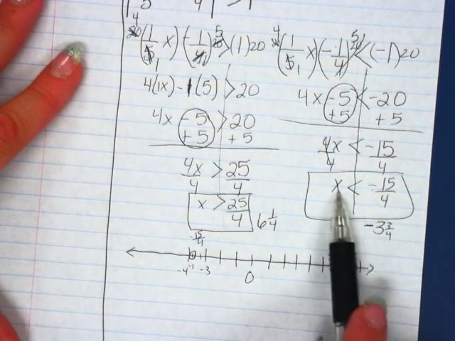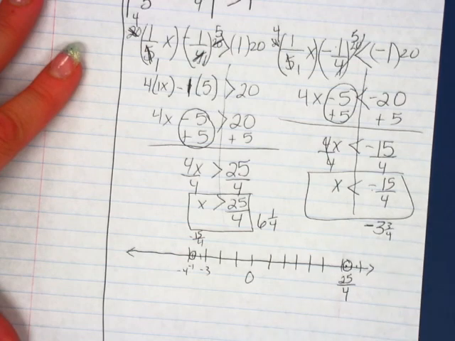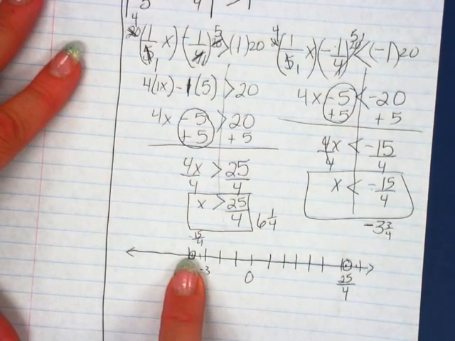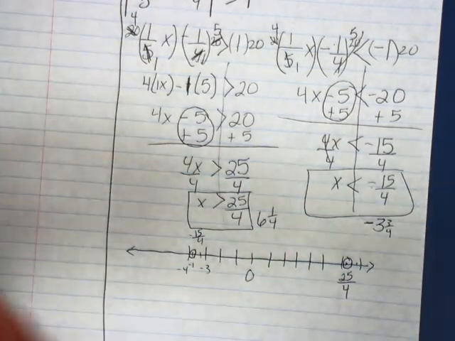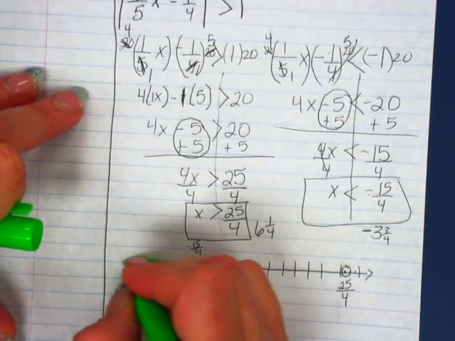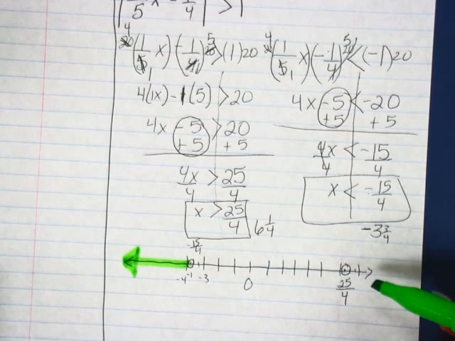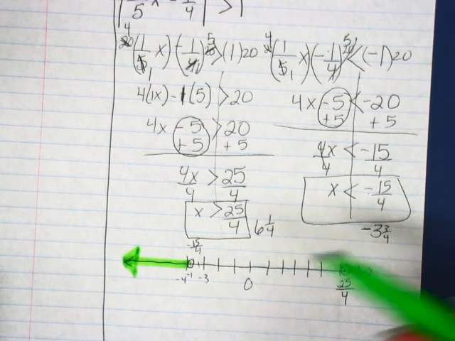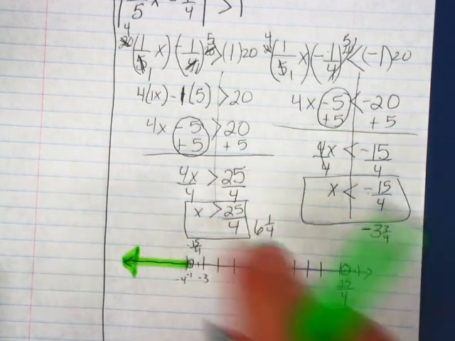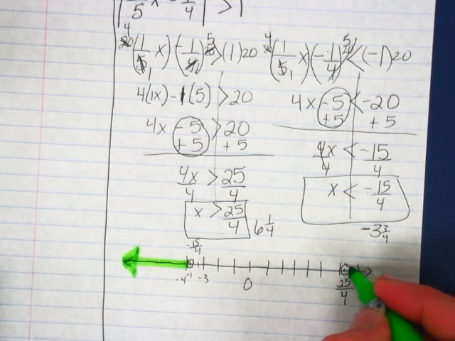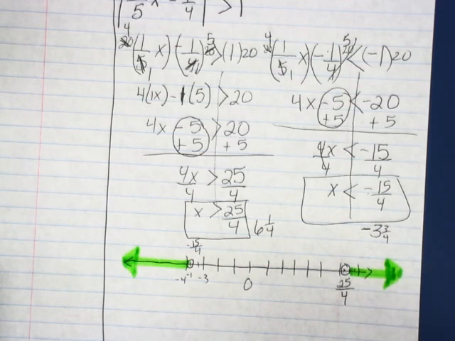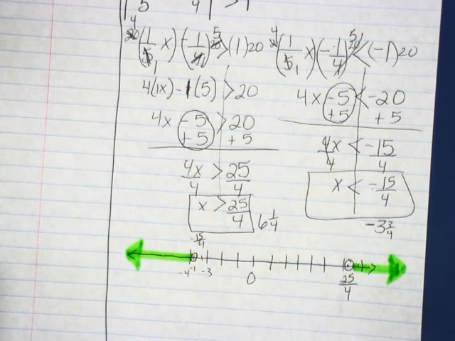X is less than this. If x is less than this, less is to the left. That means that we're looking at numbers on this side. So it's less than negative 3 and 3/4. Well, negative 5 is less than that, and that would be on this side. It's greater than 25/4. That would mean it's bigger, goes this direction. And we're looking at something like 7 or 8. We're looking at 6 1/4. What's bigger than that? 7, 8, 9, 10. So we're looking at the disjunction at that point.